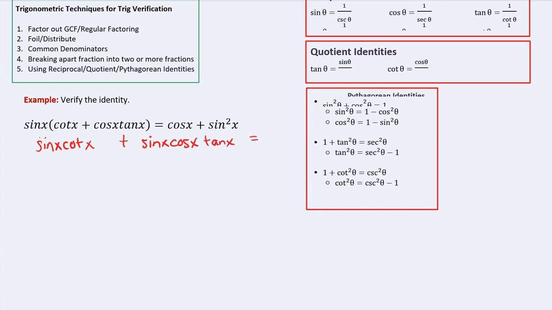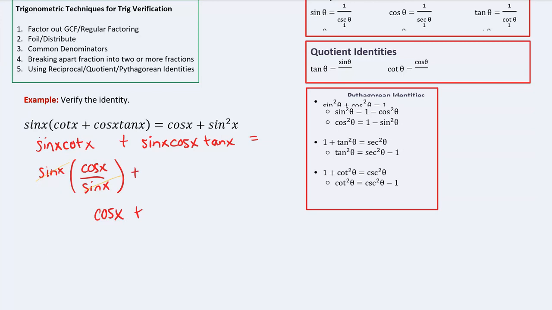And so then if we look at the right-hand side, we want it to equal cosine plus sine squared. So I need to get things in terms of sines and cosines. So what I'm going to do is change that cotangent to cosine over sine. And notice that the sines cancel out. So I'm left with cosine of x.